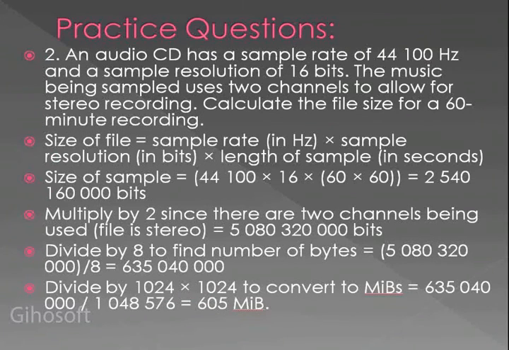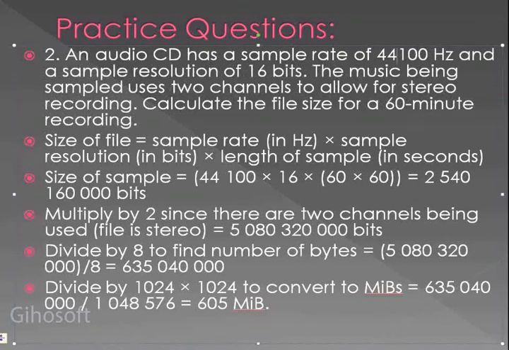Question number 2. An audio CD has a sample rate of 44,100 Hz and a sample resolution of 16 bits. The music being sampled uses 2 channels to allow for stereo recording. See, if the word 2 channels is there, that means 2 mics are being used, hence it is a stereo file. Calculate the file size for a 60-minute recording.